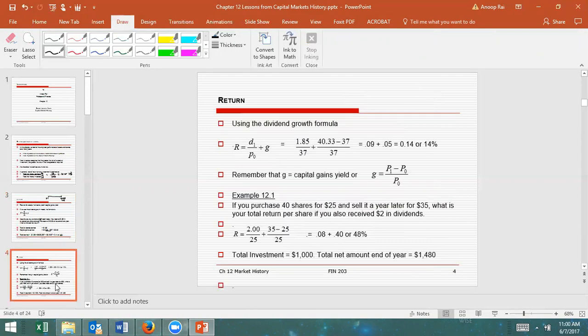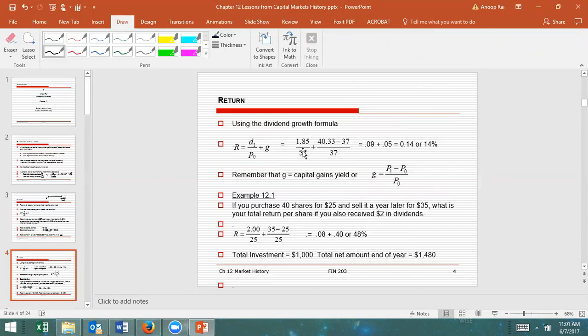So if I want to break this down, 1.85 out of 37 actually came from dividends. And we call that the dividend yield, or the current yield on this bond.